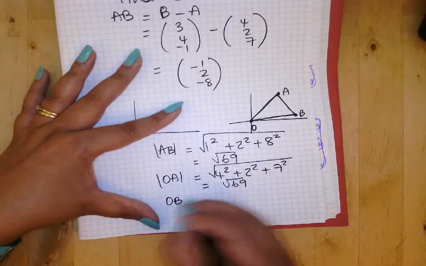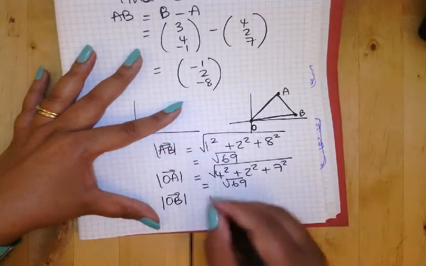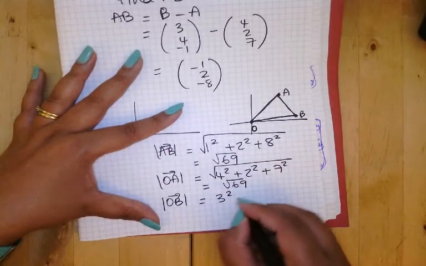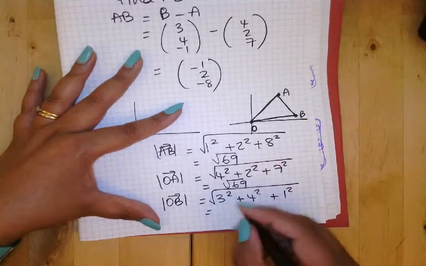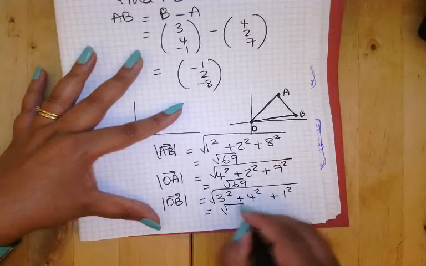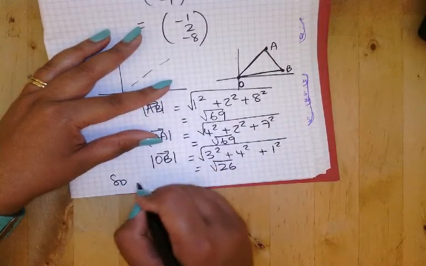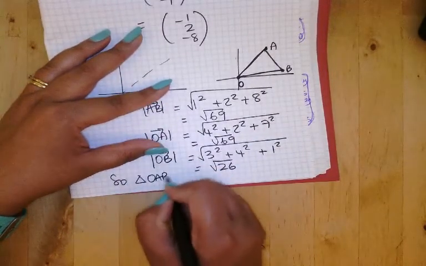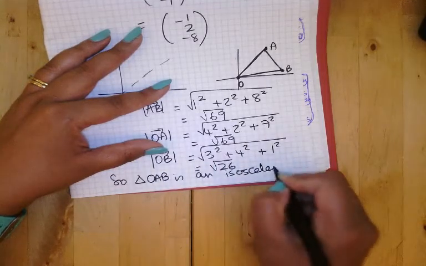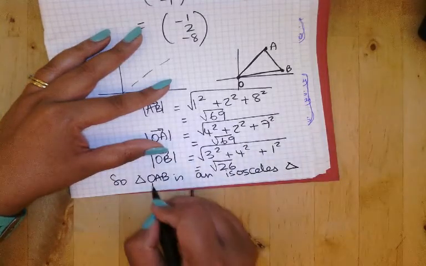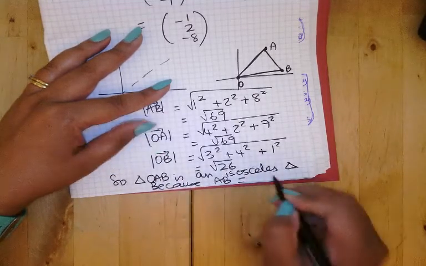I've already shown that two sides are equal, but I'm just going to check OB as well, and that is 3 squared plus 4 squared plus 1 squared, square root, and that gives me root 26. So I say triangle OAB is an isosceles triangle because AB is equal to OA.